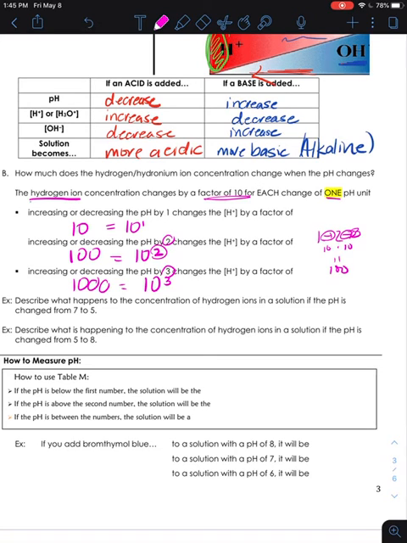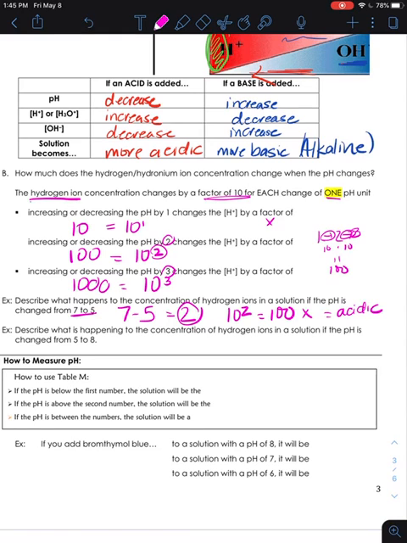Okay, factors mean multiplication. So let's describe what would happen if we were to change the pH from 7 to 5. So let's do the math. 7 minus 5 equals 2. So I'm going to take that and I'm going to go 10 to the 2. That's 100. And it's 100 times, because it's a factor. Has it become more basic or more acidic from 7 to 5? It's going to be acidic.